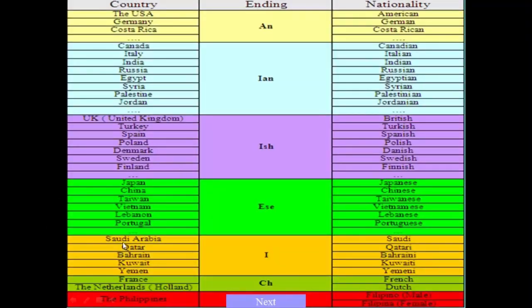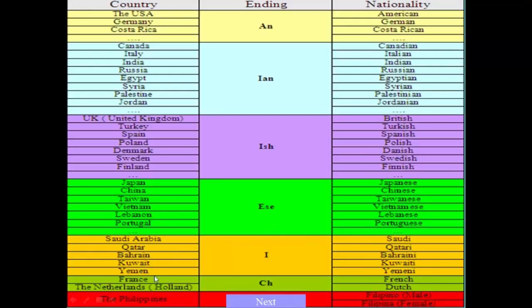So, now moving on, we have Saudi Arabia, Qatar, Bahrain, Kuwait, and Yemen. So, here we just add I. So someone from Saudi Arabia will be Saudi. Someone from Qatar will be Qatari. Bahrain, Bahraini. Kuwaiti, and Yemeni.